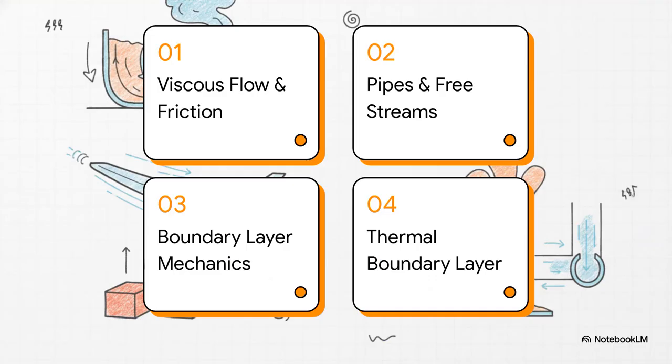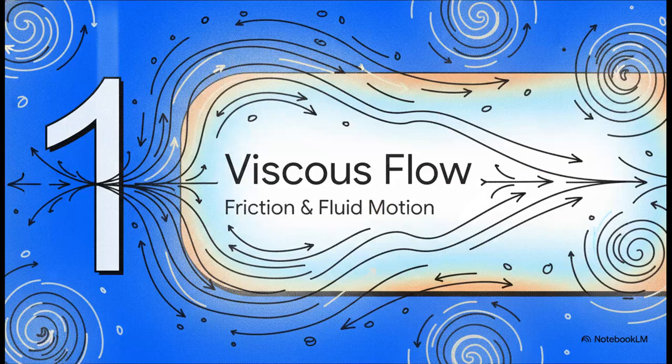Okay, let's dive right into our roadmap for this explainer. 1. Viscous flow and friction. 2. Pipes and free streams. 3. Boundary layer mechanics. And finally, 4. The thermal boundary layer. Let's get to it. Starting off with part 1, viscous flow and friction.